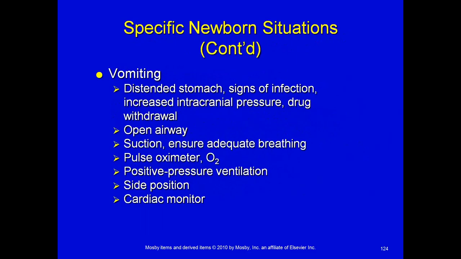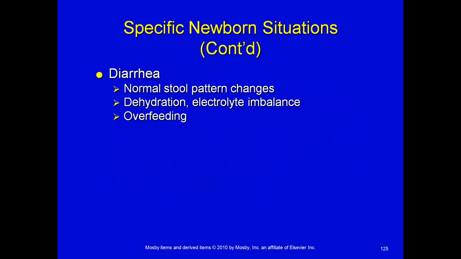Open the airway, suction, keep their secretions clear, position them properly, apply a pulse oximetry. Again, if their vomiting is frequent and long enough that it leads to periods of hypoxia, then when they're not vomiting, we need to provide positive pressure ventilation, but keep an eye out for the potential for aspiration. Roll them on their side if possible and attach a cardiac monitor.